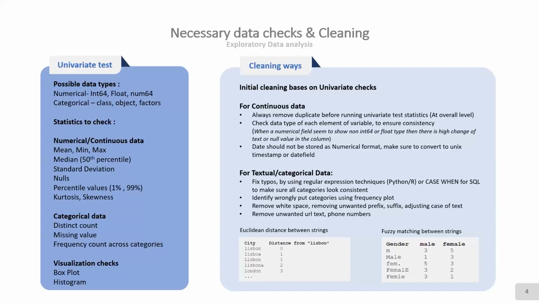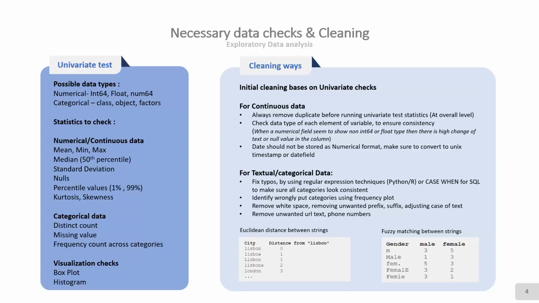If there is numerical data, you will come across variables that could have data types of int64, float, numeric 64, or a similar integer type. In categorical, we might come across class, object, or factors. All these tie back to categorical fields. Numerical fields could have properties like int, float, or numerical 64. These are the types you will see when coding in Python, seeing the summary of that particular field, whether it falls into the integer category or a float category. Even in SQL, a similar approach can be used to understand the data type.